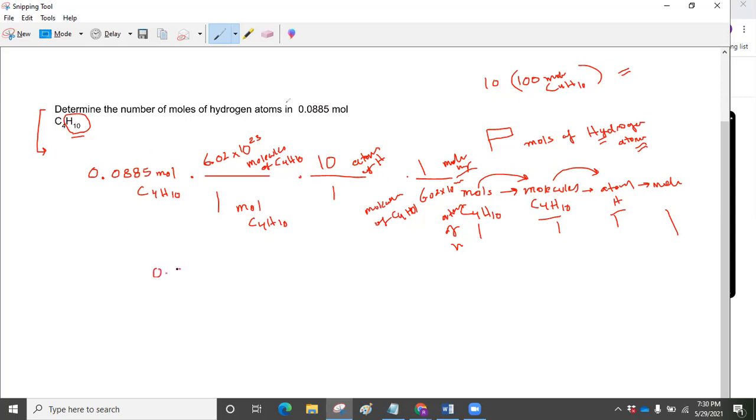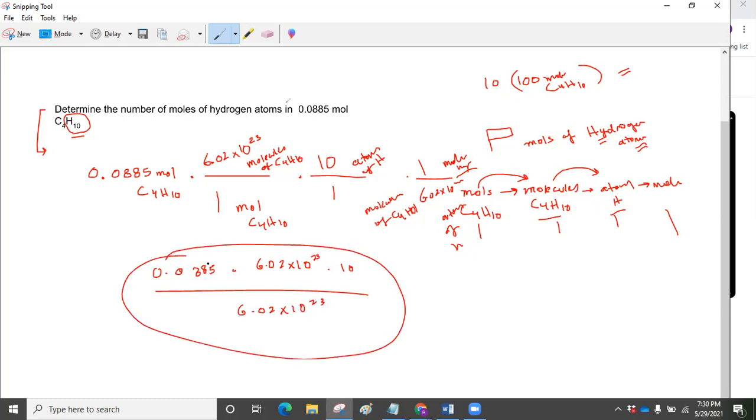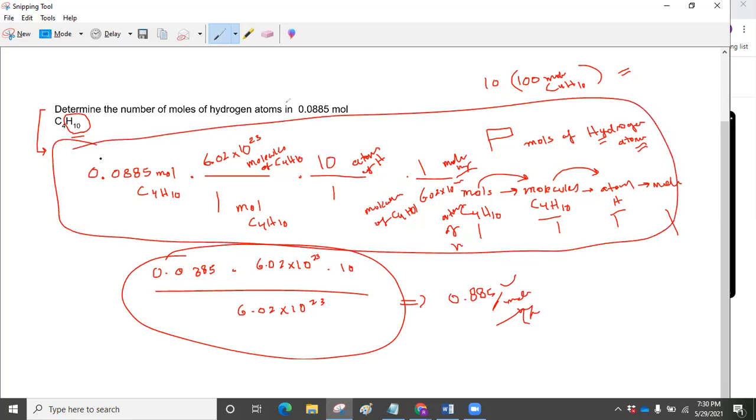And so once you do this, 0.885 multiplied by 6.02 times 10 to the power 23 times 10 over 6.02 times 10 to the power 23, you essentially will get an answer of 0.885 moles of hydrogen. So that's how you do it in a manner which offers some security in terms of not being able to make a mistake, really, if your conversion factors are correct.